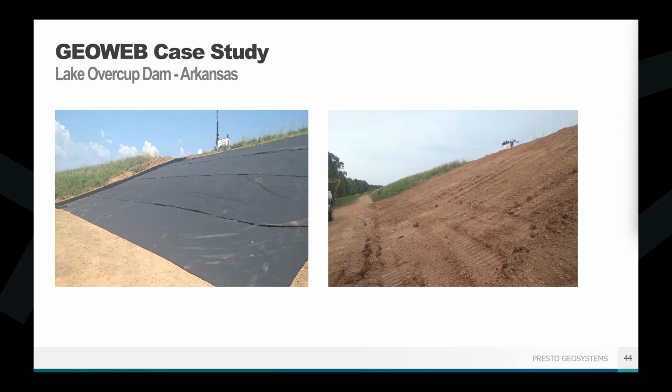The access road is also along the top of the dam. You can see that, well, can't really see it, but it's on the top of the dam in these pictures here. And that was cleared and regraded as well.